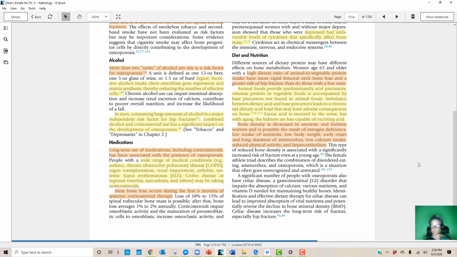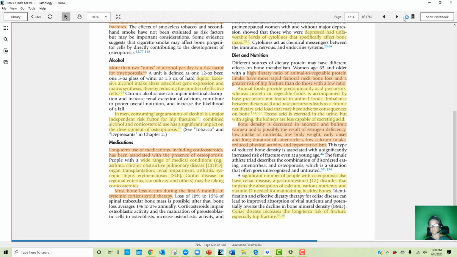A significant number of people with osteoporosis also have celiac disease, a gastrointestinal, GI, disorder that impairs the absorption of calcium, various nutrients, and vitamin D needed for maintaining healthy bones. Identification and effective dietary therapy for celiac disease can lead to improved absorption of vital nutrients and potentially reverse the decline in bone mineral density, BMD. Celiac disease increases the long-term risk of fracture, especially hip fracture.